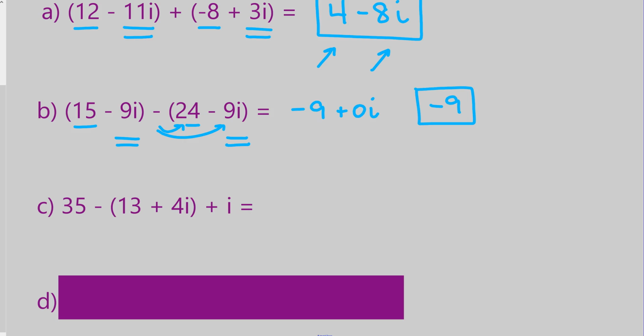Okay, here we see a purely real number, a complex number with both real and imaginary parts, and then we see a purely imaginary number. It really doesn't matter. Remember to distribute the negative and just combine like terms. So 35 minus 13 is 22. And then negative 4i plus i would be negative 3i. So 22 minus 3i.